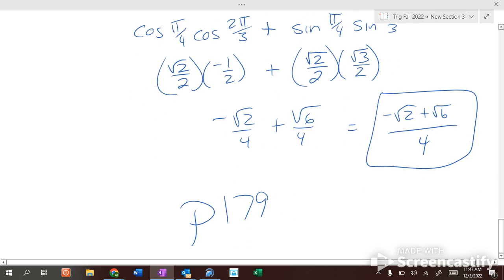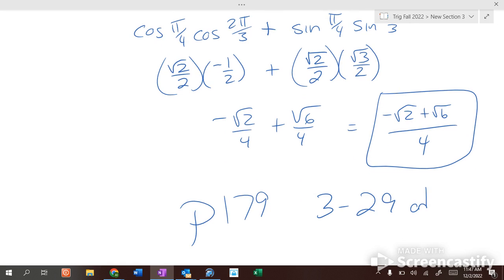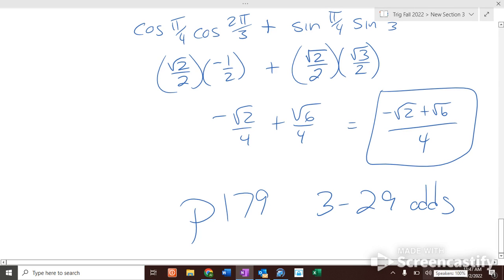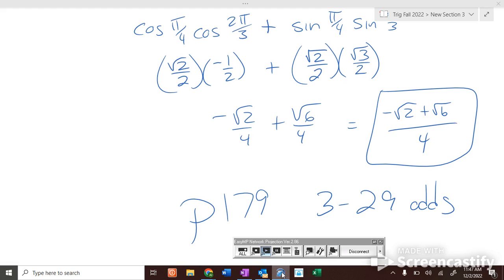Page 179, 3 through 29, the odds. How would I get two lessons in on a Friday? Okay, prom meeting this noon for you prom people that are in here. Prom meeting at noon. You just go to Ganya's room, or you go get lunch and you go to Ganya's room.